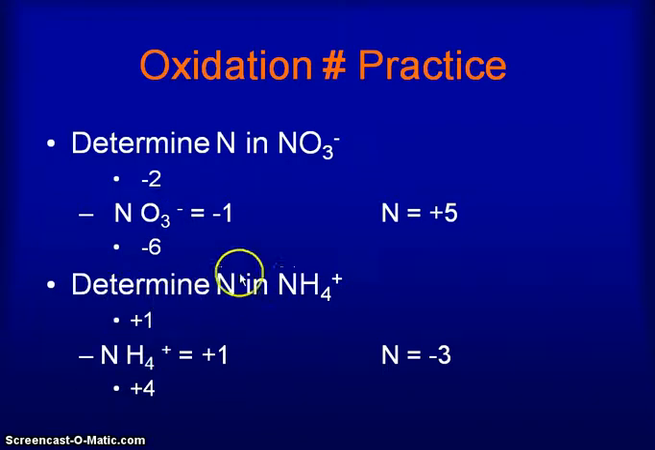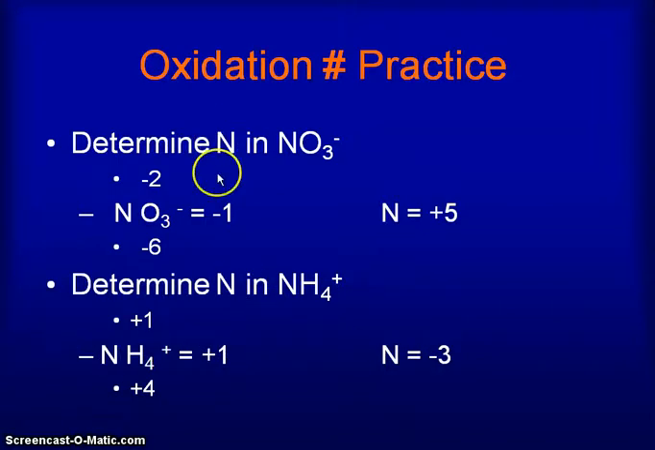Now down with this one, I'm still trying to find nitrogen, but it's in a different ion. It's in the ammonium ion. So this time it has a +1 charge, so that's what my problem will be equal to. And hydrogen, if you look at your rules, says that hydrogen is a +1. There are 4 of them here total, so I'm getting +4. And to get back to +1, then that means that nitrogen must be a -3 in this situation.